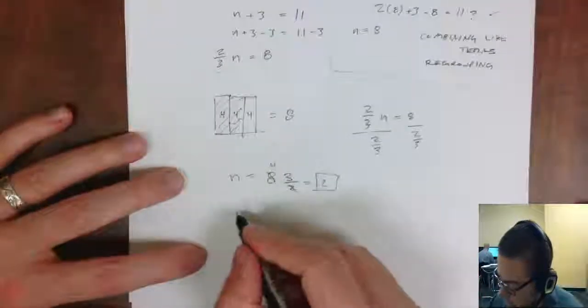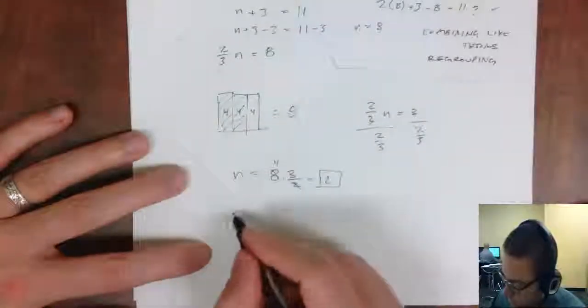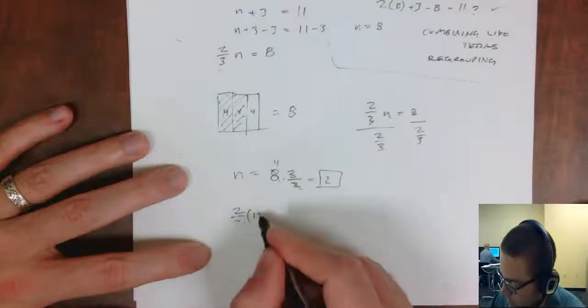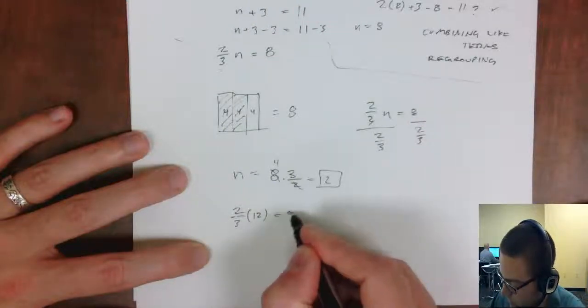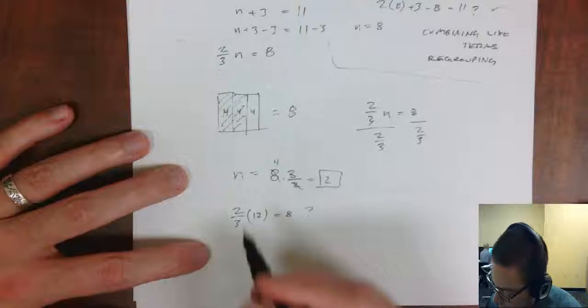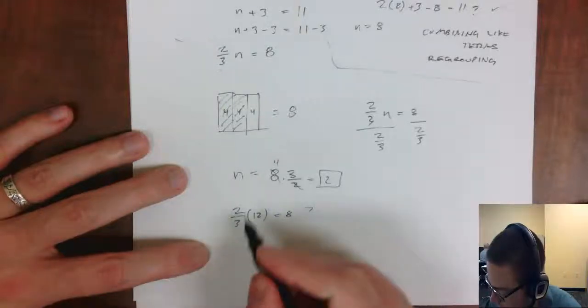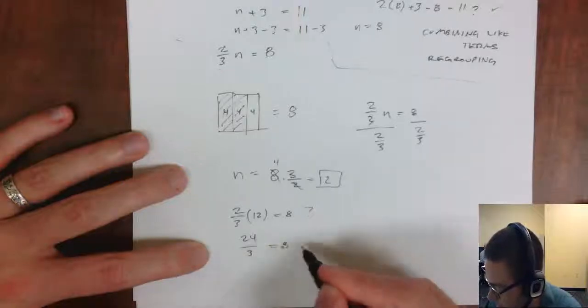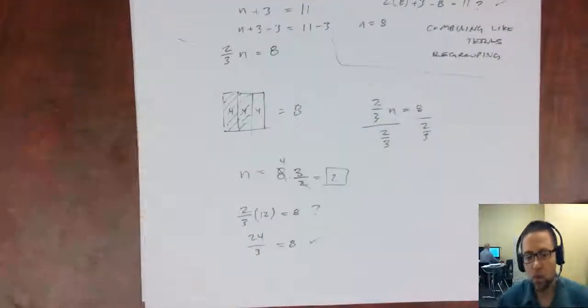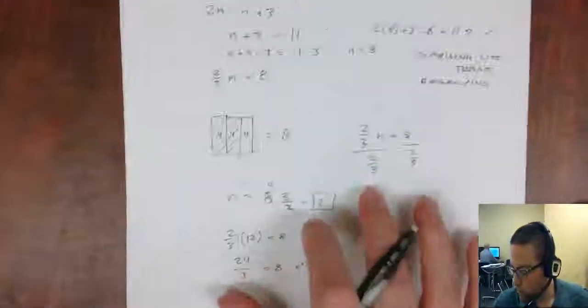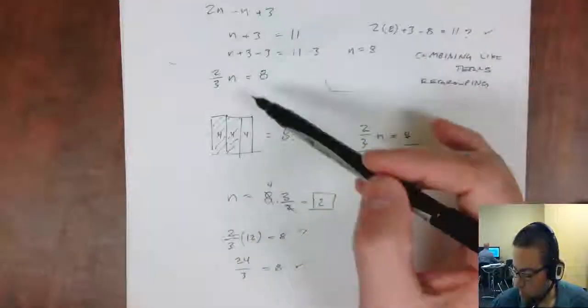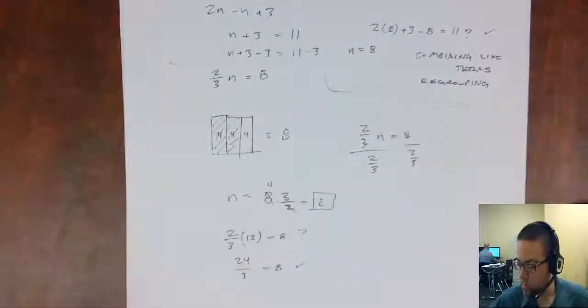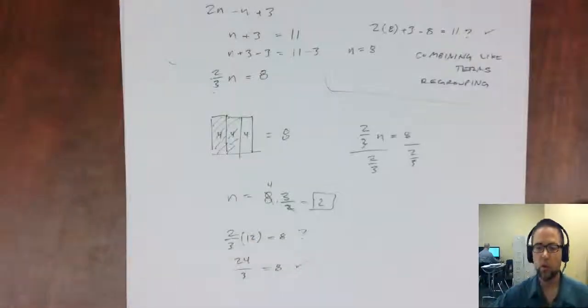And we could check our answer, right? Plug it back into the original. 2/3 times 12, is it equal to 8? So 2 times 12 is 24, divided by 3 is 8, so that checks out. So that's how it works. That's just 2 examples of how we use rational numbers in solving equations, and regrouping or combining like terms.